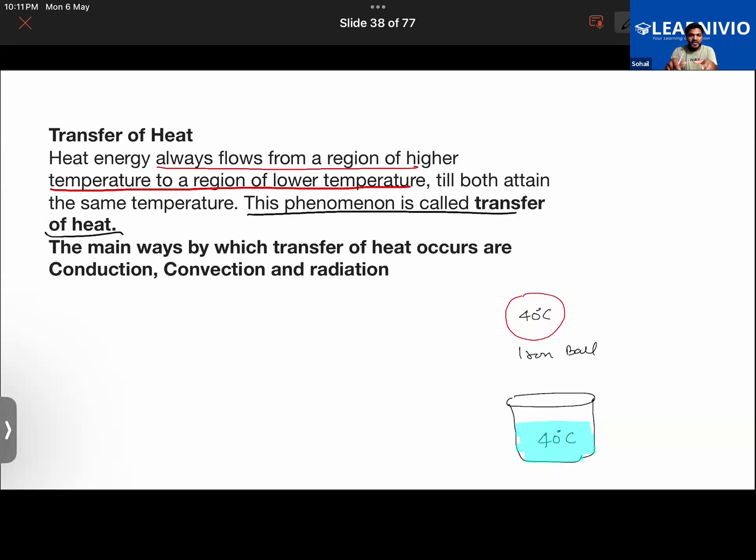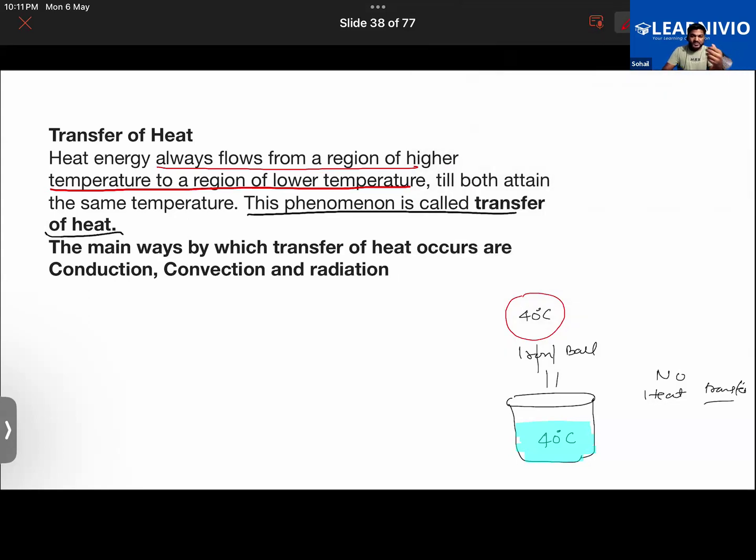Then heat will not flow either from the iron ball to the water or from the water to the iron ball, because both of them have the same temperature, isn't it? The ball is falling over here, but heat transfer will not take place, so thereby no heat transfer. So hope that is clear to both of you.